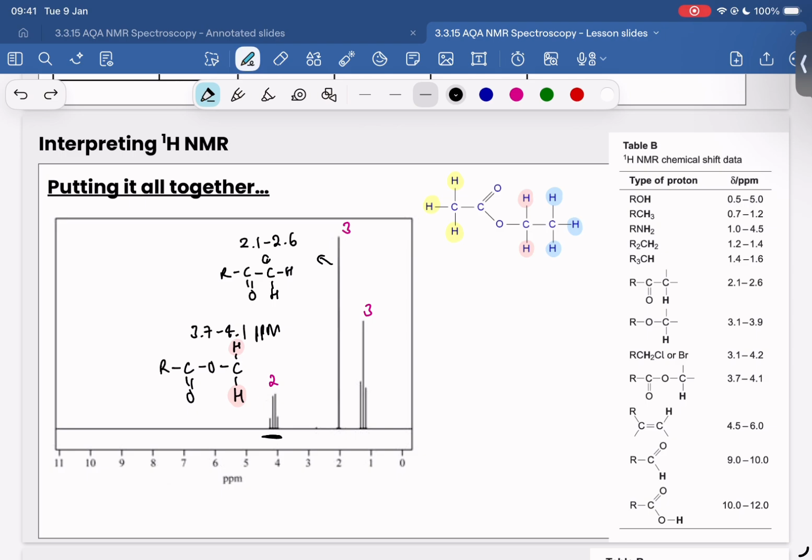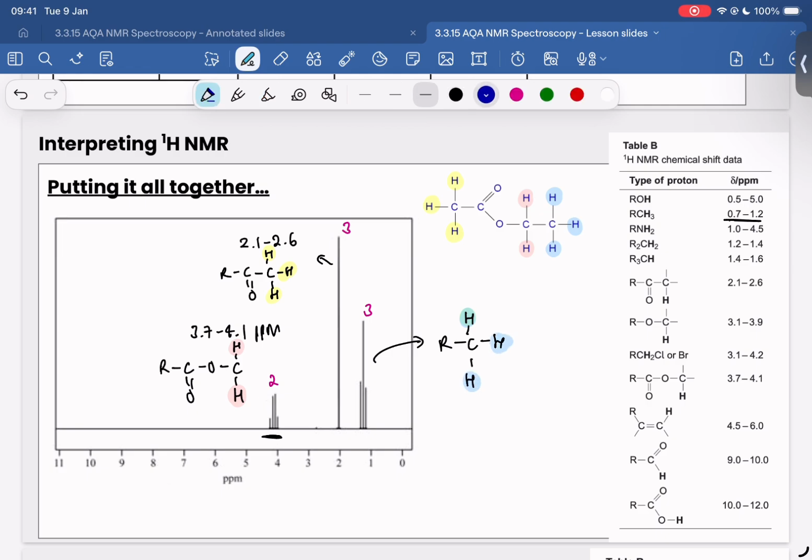I'm sorry for that, but that's just going to be attached to 3 hydrogen atoms, and then the last one, you can see here that it's around the 0.7 to 1.2 spectrum. This is going to be RCH3, which is going to be referring to that peak.